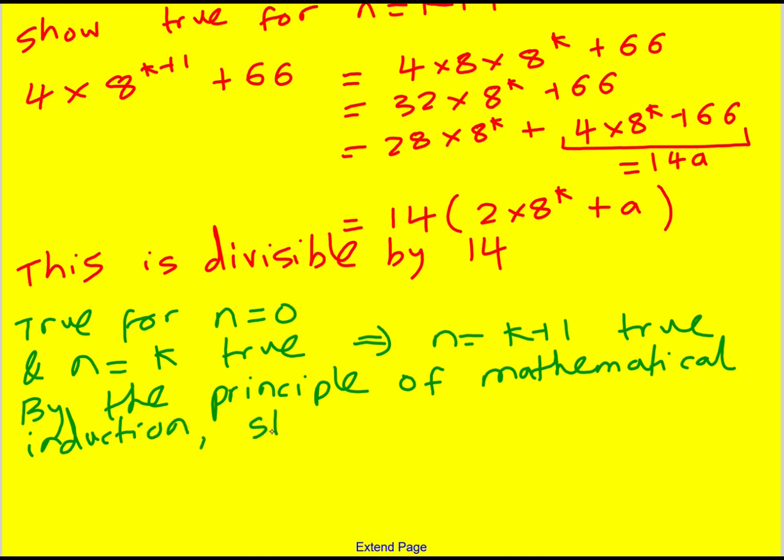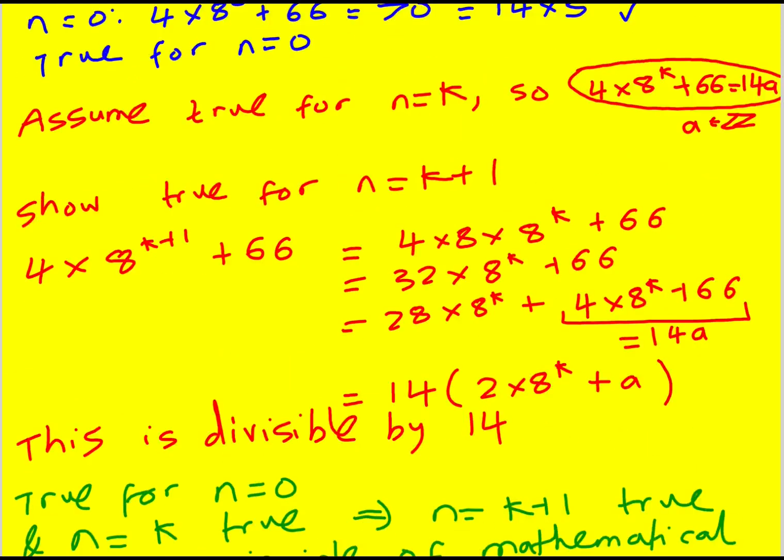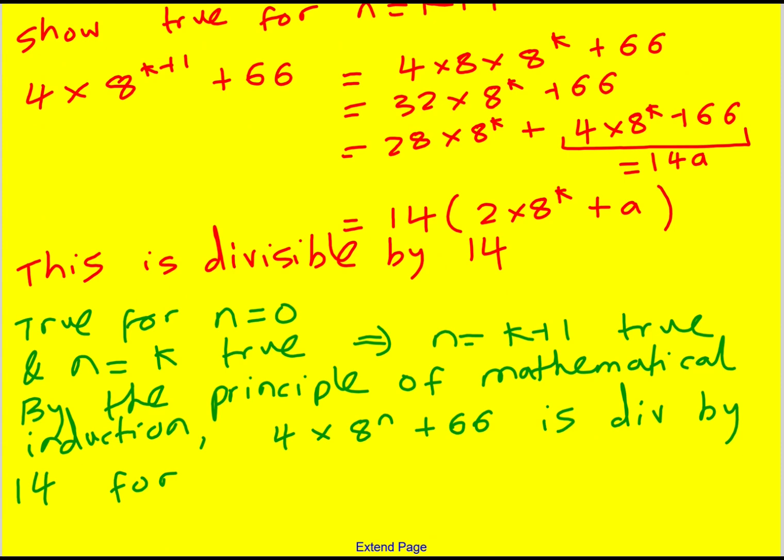Statement is true. Maybe I'll write the statement out again, actually. 4 times 8 to the n plus 66 is divisible by 14 for all integers n greater or equal to 0.